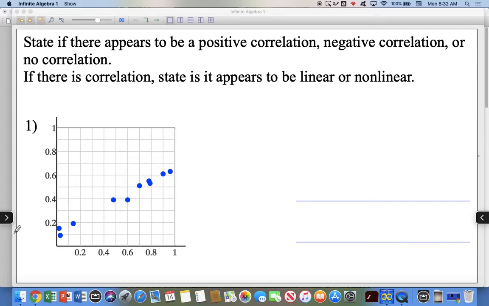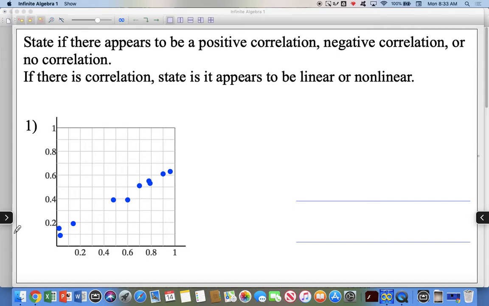So first of all, if you see something, what does a positive correlation look like? All right, it goes uphill. If you're reading it like a book from left to right, it goes up. If it's negative correlation, it'll go downhill. Now, if there's just points all over the place, that's no correlation. And then linear, the points are in a straight line. Non-linear, you'll see curves.